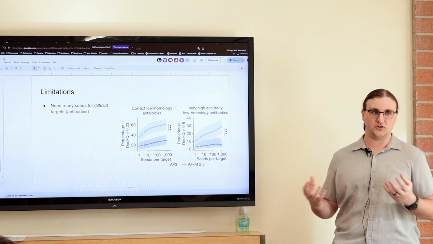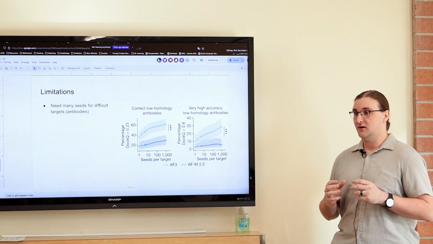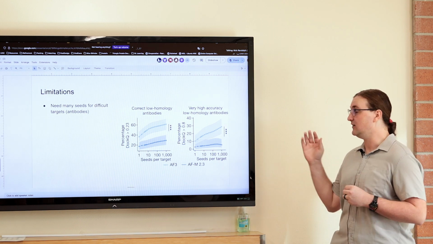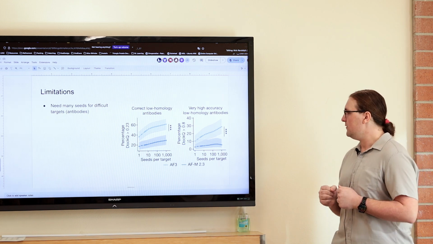They know what a good structure looks like, but getting those structures, that global sampling of those structures, is really difficult, and it takes a lot of tries in order to get that global conformation correct.